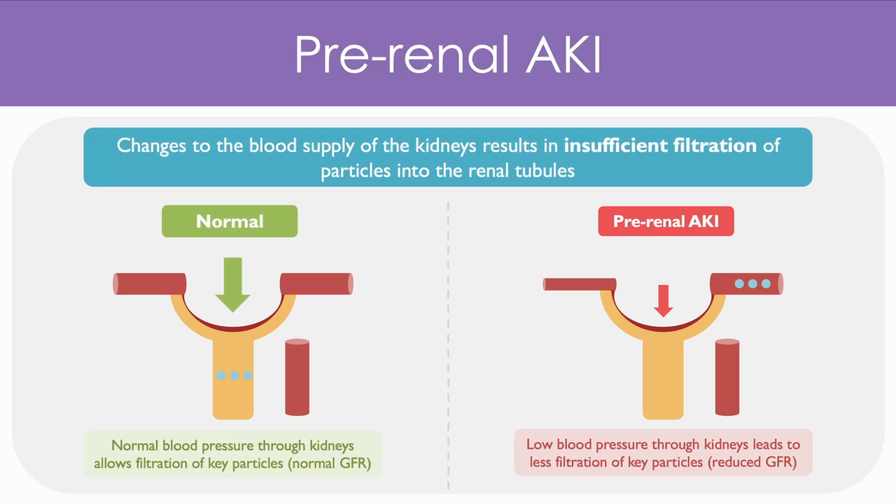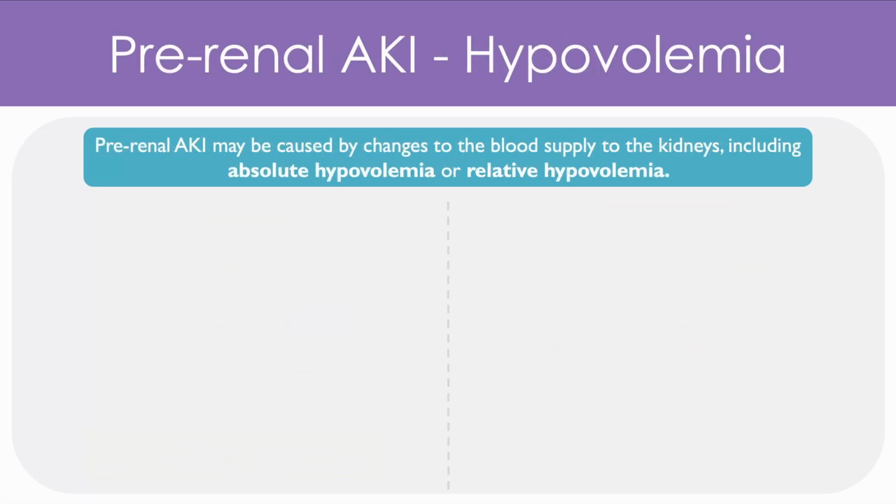Over time, because of the lack of filtration, there's a buildup of nitrogen-containing waste products in a process known as azotemia. Possible causes behind a pre-renal AKI can include hypovolemia or renal artery pathology, and we're going to start by looking at hypovolemia first. Now, hypovolemia can actually be divided into two types. There's absolute hypovolemia and relative hypovolemia.